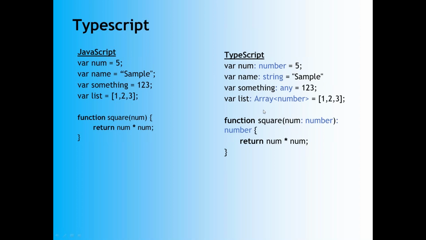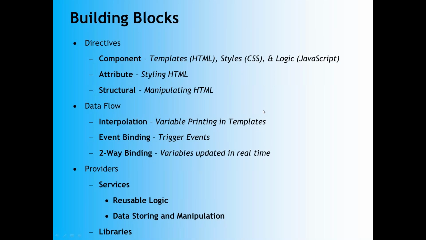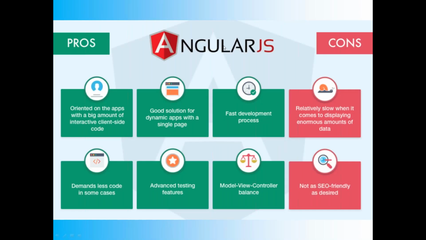Okay. And JavaScript is mostly like a subset of this particular TypeScript, which evolved from the TypeScript version, and JavaScript is the familiar one used to make our websites and all. And these are all the building blocks we are trying to understand about Angular. And AngularJS has these positives, and some of the negatives are that Angular is relatively slow when it comes to displaying enormous amounts of data. You will see how it is slow, and it is not as SEO friendly as desired.